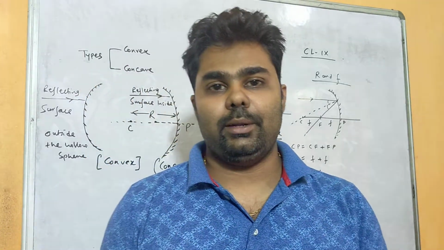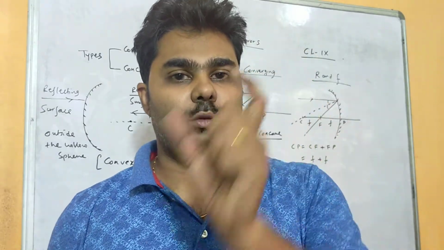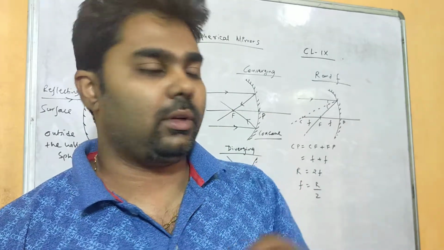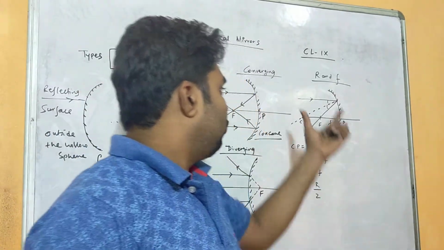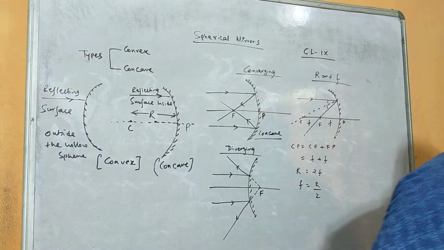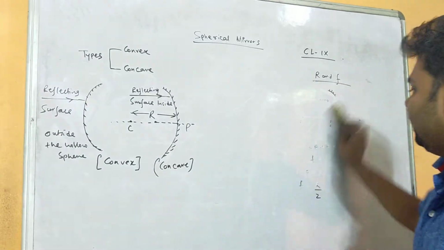Or if it is 20 centimeter, then it will be 10 centimeter. Radius of curvature, if it is 20, then focal length will be 10. That means half of the radius of curvature is the focal length, right? So these are the important terms. Now we will see what are the rules of drawing the images of a convex mirror.